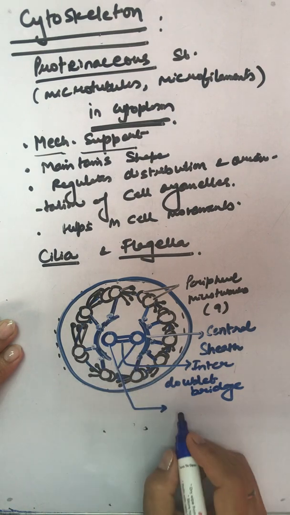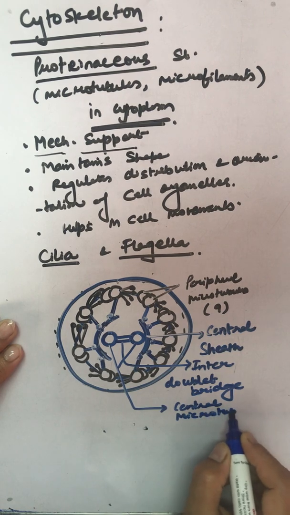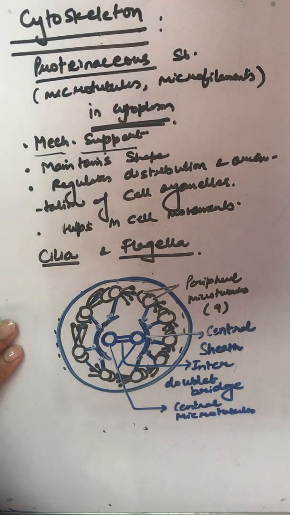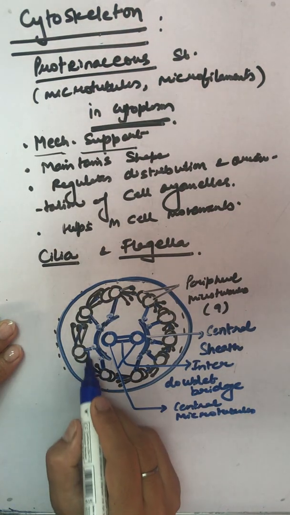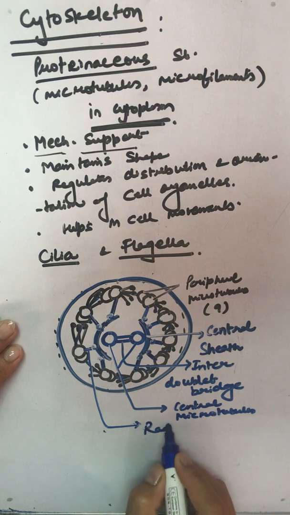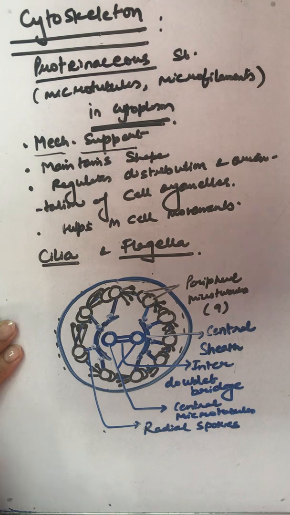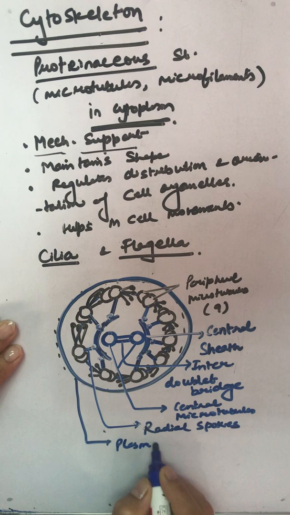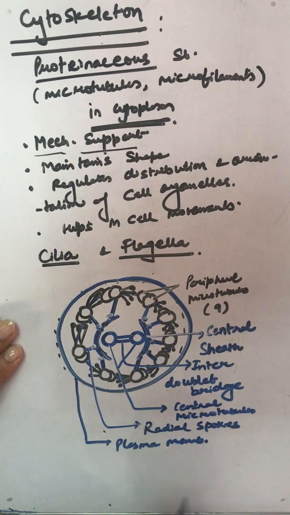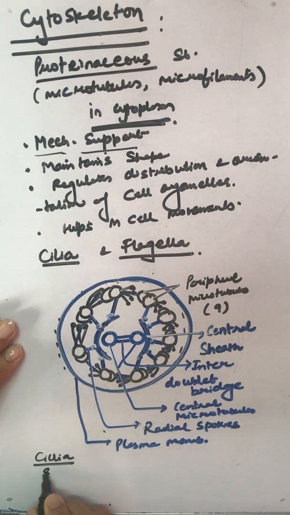Then these are the central microtubules. These are 2 in number. Then there are the radial spokes which act like connectors. We call them radial spokes. And the outer one is always the plasma membrane.